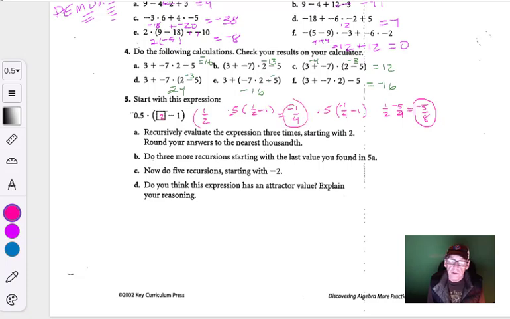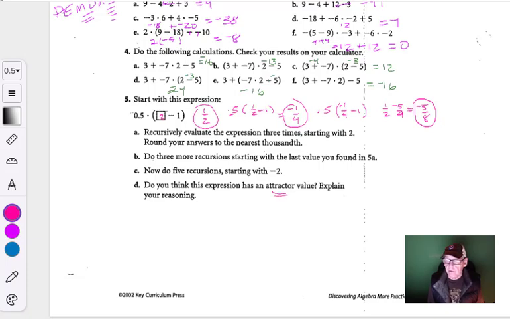So there's our recursion 3 times. We started with 2, took the output, put it back in, got negative 1/4, took the negative 1/4, put it back in, and we got negative 5/8. And do 3 more. We won't worry about these others.